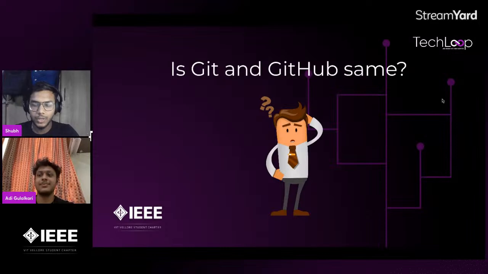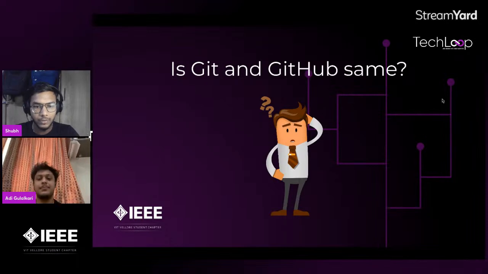So now the question: are Git and GitHub the same? The answer is no. Git and GitHub are not the same because Git is a version control system, and when you use it, you create repositories of your code. And GitHub is a platform that can be used to host your repos online and work on them with other people.